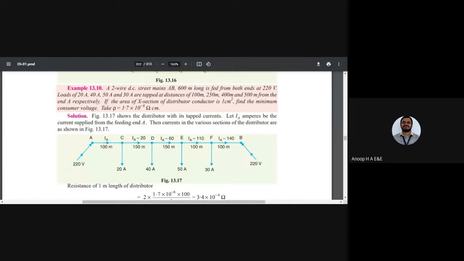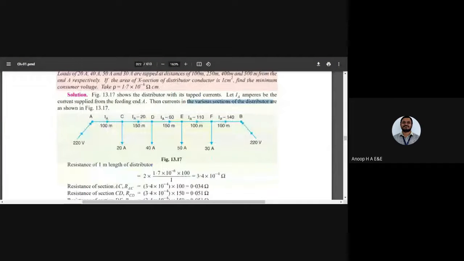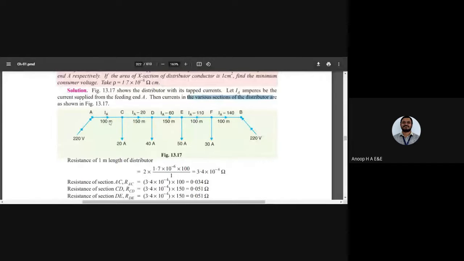Hope you have written down the network now. So if I have this distributor, what is shown here, let me take a current. I don't know the value of current, so let me take it as IA because it starts from A. If I take that as a reference, the currents in various sections are to be shown like this. The first feeding point I take as C, next is D. At C I have a 20 ampere load. So what is the current in section CD? It is IA minus 20. After 100 meter I have point C and 20 amperes is taken out, so IA minus 20 is flowing in section CD.